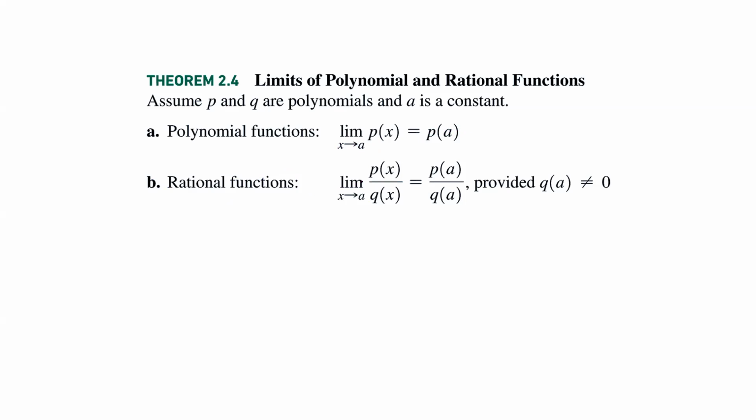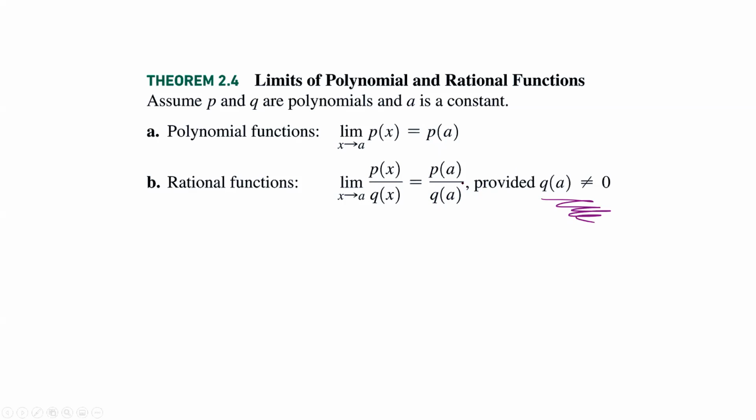And same with rational functions. Rational functions is when I have a polynomial over another polynomial. Here, p and q are both polynomials. So if I take the limit as x approaches a of p of x over q of x, it's just p of a over q of a, as long as I don't get 0 in the denominator. That's all we have to do. So if you want to evaluate the limit of a polynomial or a rational function, it's usually going to be just plugging in the value, as long as we don't get 0 in the denominator. Again, that's another important thing you have to pay attention to. If I get 0 in the denominator, then I can't do this.